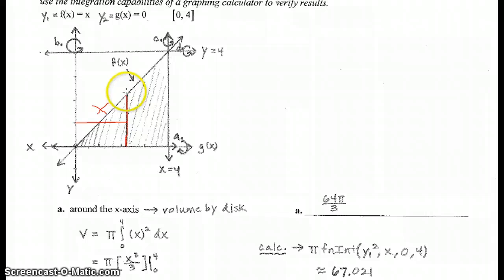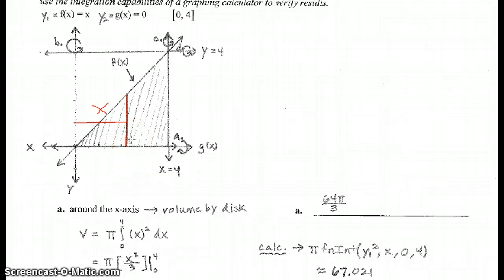Our height is simply the height of this cross section, which is what we just used in the prior problem, part A, as our radius. So the height for shell and the radius for disc and washer end up being the same thing. Our height is the function f of x, which is just x as well. And then our width is dx.